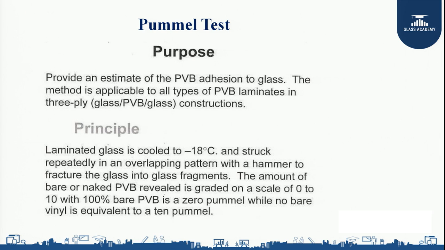The principle of how it works is that laminated glass is cooled to minus 18 degrees centigrade for normal PVB and direct breakage for a Sentry Glass PVB, and struck repeatedly in an overlapping pattern with a hammer to fracture the glass into small fragments. The amount of bare or naked PVB revealed is graded on a scale of 0 to 10, with 100% bare PVB being 0 pummel while no bare vinyl is equivalent to 10 pummel.